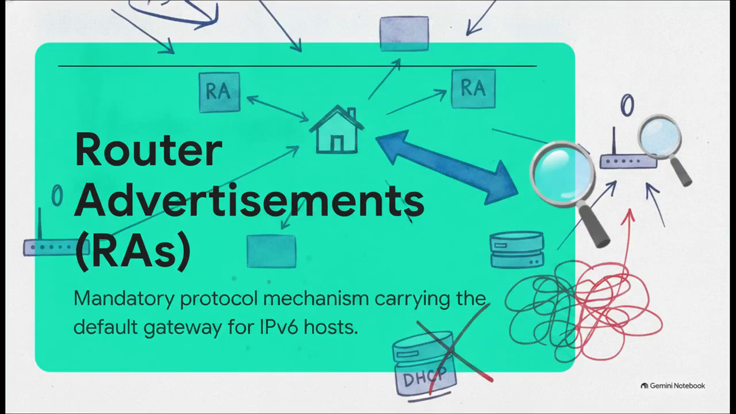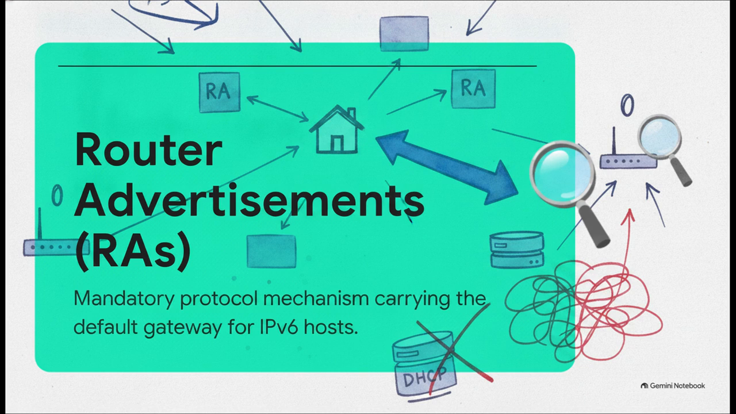Next up, how do we actually find our way out of the local network? Enter Router Advertisements, or RAs. This is the mandatory protocol mechanism that carries the default gateway for IPv6 hosts. This is a really big shift from what we're used to. If an IPv6 host is missing its default gateway, it is almost certainly an RA issue, not a DHCP failure. Unlike IPv4, there is no explicit gateway renewal.